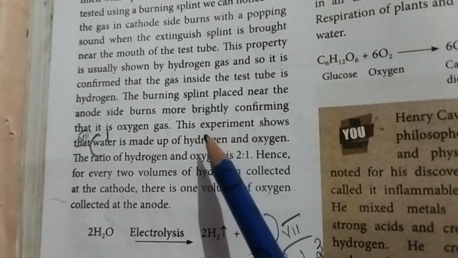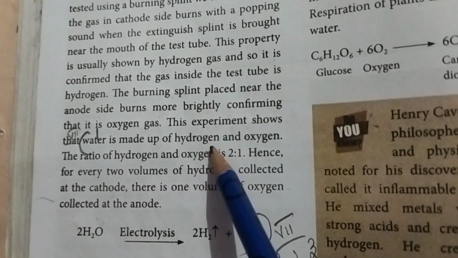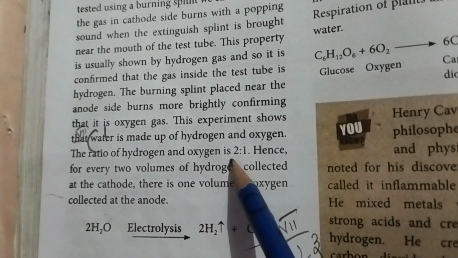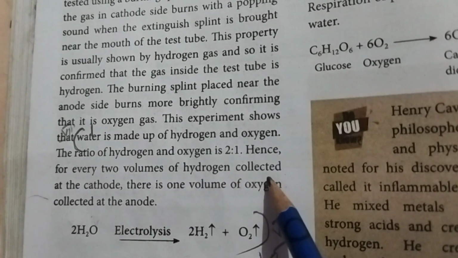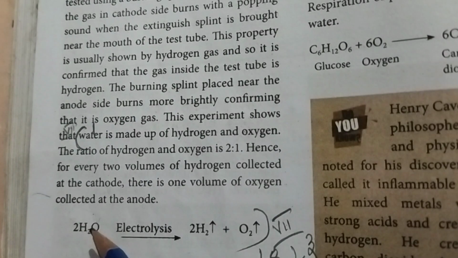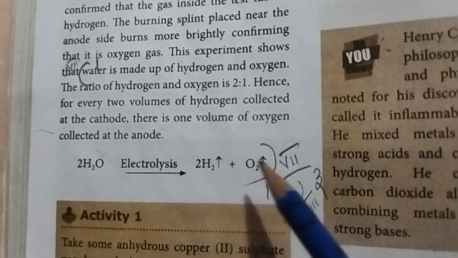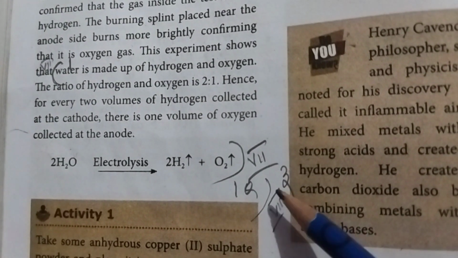The experiment shows that water is made up of hydrogen and oxygen. The ratio of hydrogen and oxygen is 2:1. Hence, for every 2 volumes of hydrogen collected at the cathode, there is 1 volume of oxygen collected at the anode. இது வரைக்கும் எழுதிக்கோங்க. அடுத்து இந்த ஃபார்முலாவோட முடிச்சுக்கோங்க. இது வரைக்கும் 8th Roman letter 3rd questionோட ஆன்சர்.